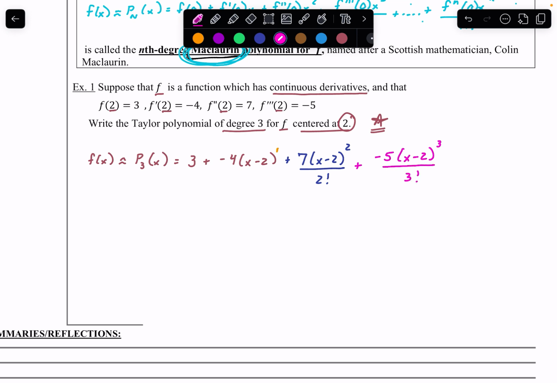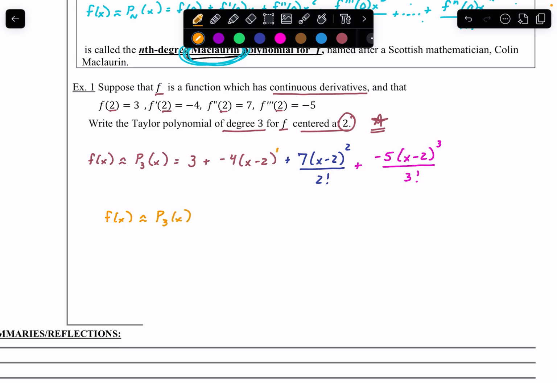over 3 factorial. Now remember, we wanted a third degree, which means that this x has to be cubed, and it doesn't become cubed until I get to this fourth term. So this is my third degree. You wouldn't have to rewrite this if you can clean it up a little bit, but I will rewrite it just to make sure. Again, this is an approximation.